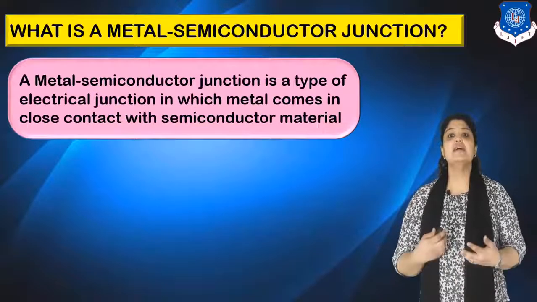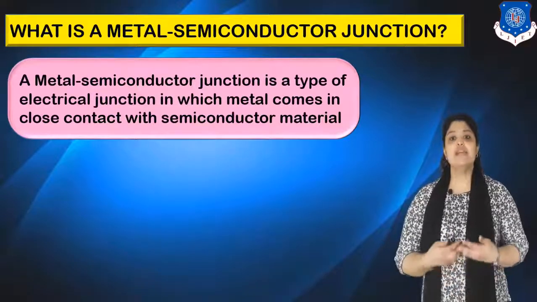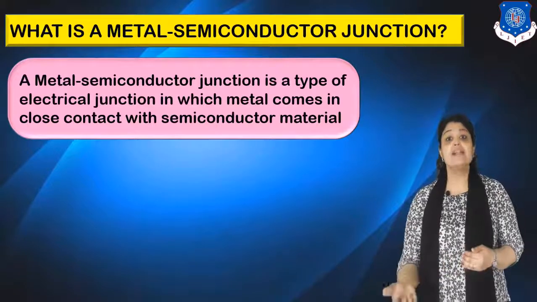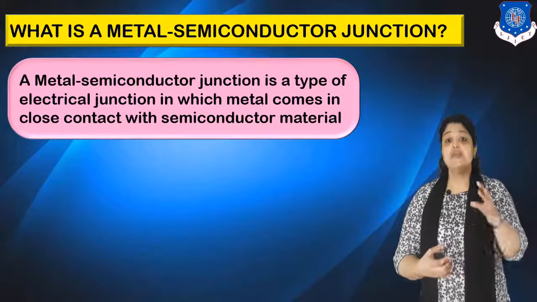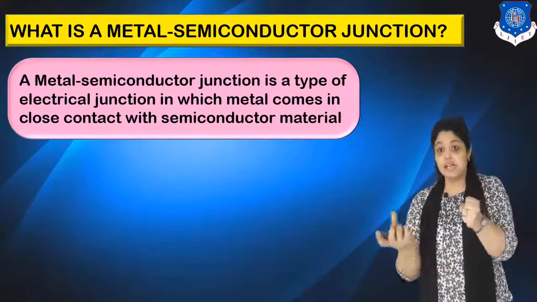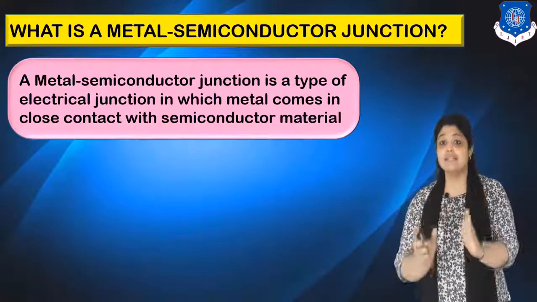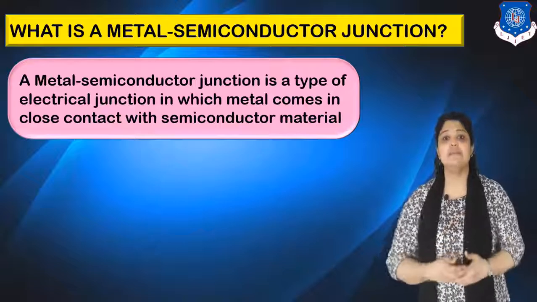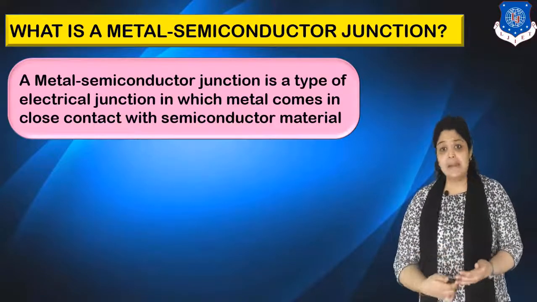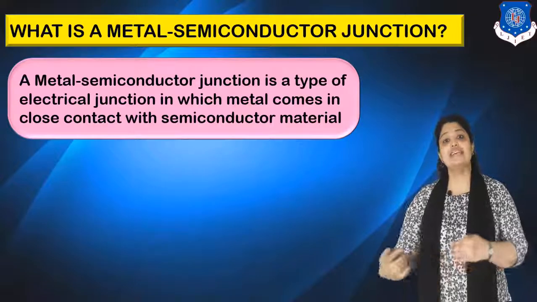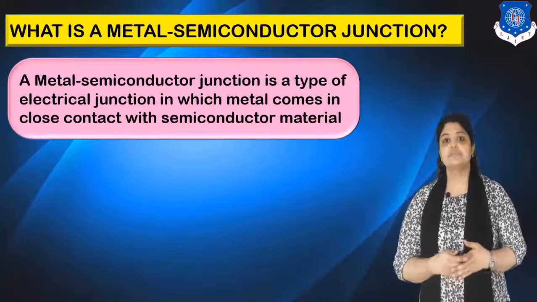A metal semiconductor junction is a type of electrical junction in which metal comes in close contact with semiconductor material. So it basically has a metal diffused with a semiconductor. That is what forms a metal semiconductor junction. You can commonly say a metal semiconductor junction is also known as an MS junction.